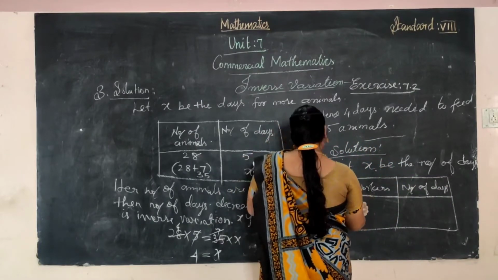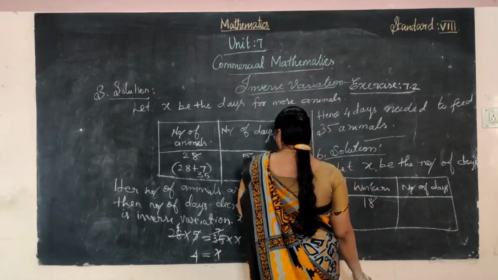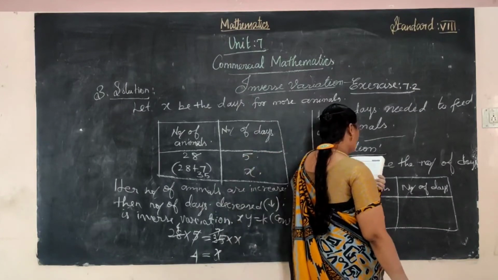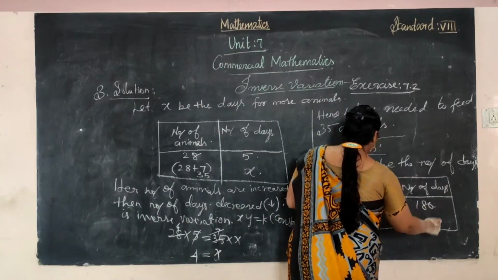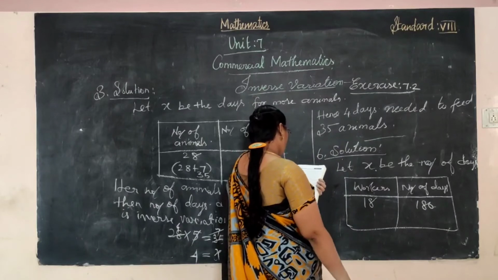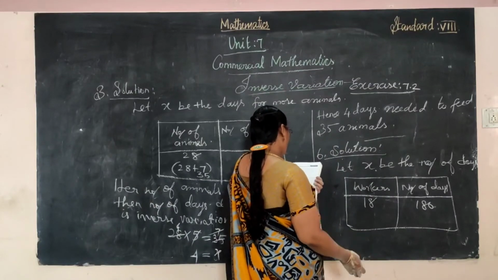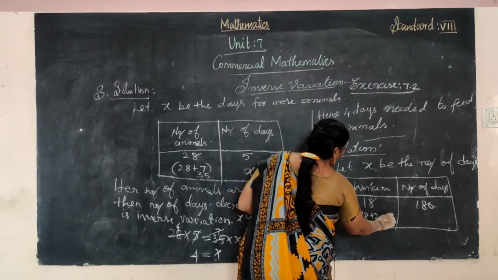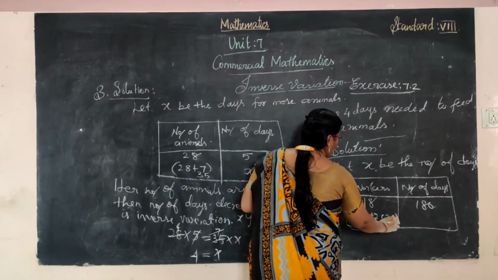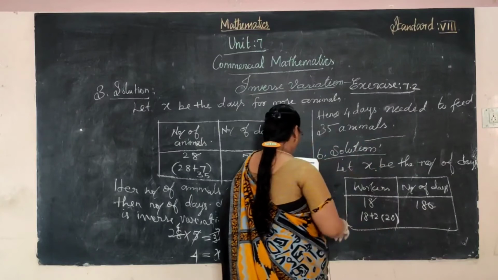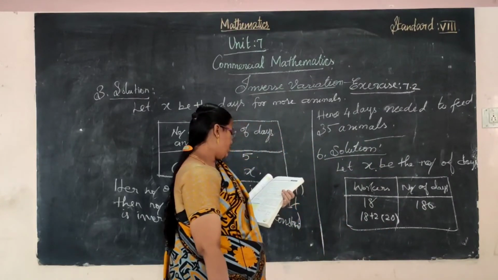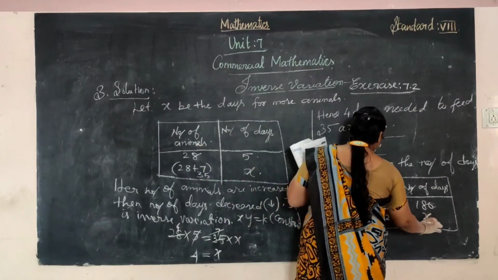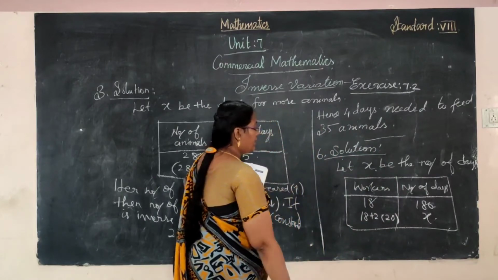Okay, so workers, first one: 18 workers can do the piece of work in 180 days. And if 2 more workers join, so 18 plus 2, 20, then find the number of days. We have considered x. Here I write the statement.